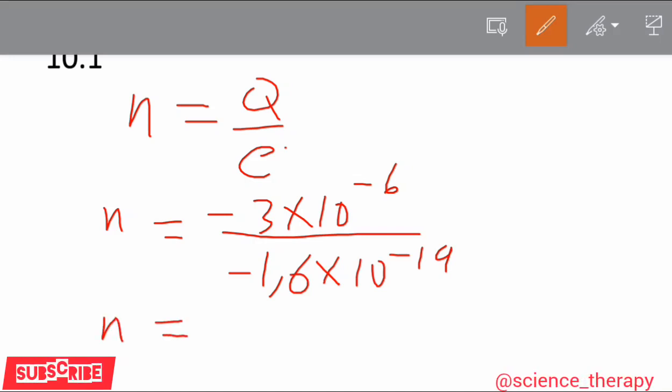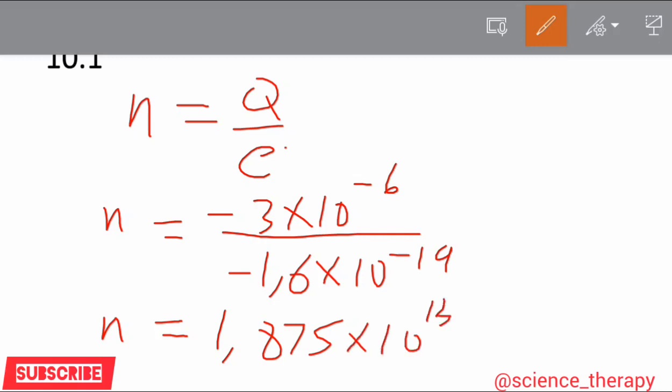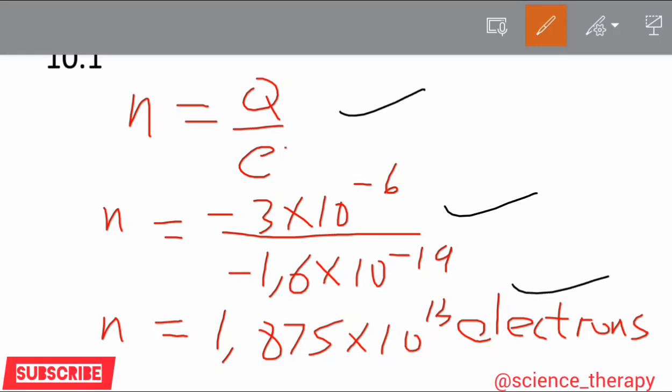Now if you punch this in your calculator, this gives you 1.875 times 10 to the power of 13, right? But then remember, what are we calculating? We're calculating the number of electrons. So we need to come here and say electrons. Remember, there is no SI unit for the number of electrons. You just add the word electrons, right? Then you would have your 3 marks. Remember, I always say that with a 3 mark question it is always a matter of choosing the correct formula, substituting into that formula and getting the correct answer. So there you go. You have your solutions like that.